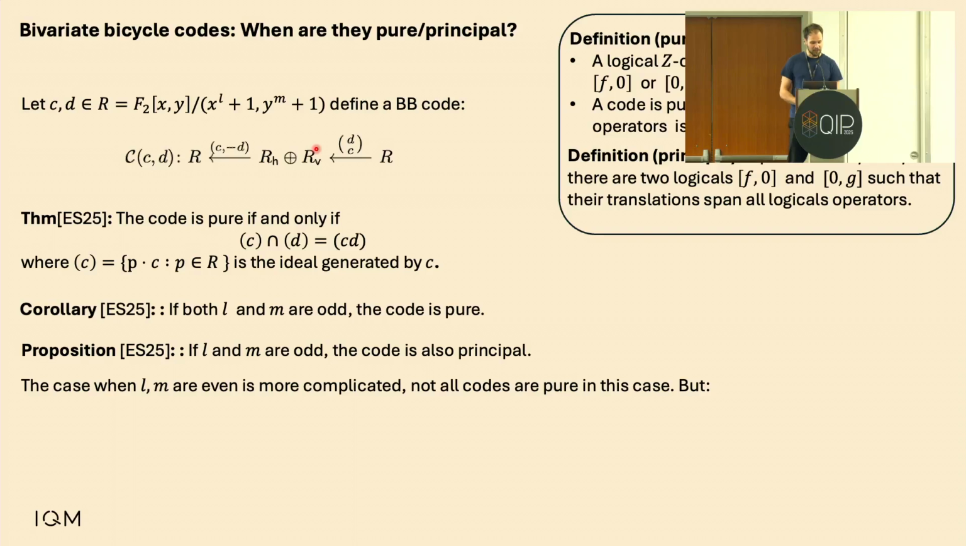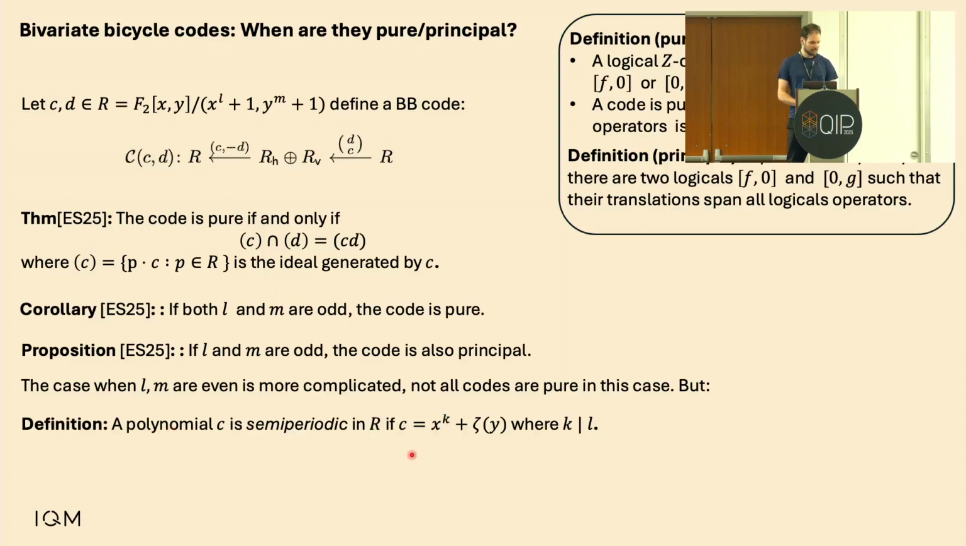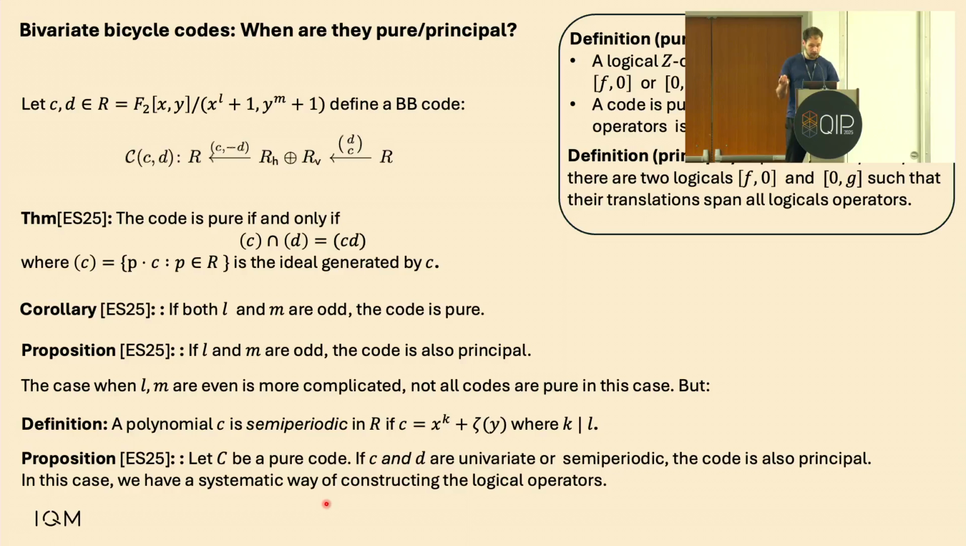And then maybe to also treat a little bit the even case. So in general, the even case is not really understood. But if L and M are even, then we can say a little bit, and the little bit is that we call a polynomial semi-periodic if it's of this particular form, which a lot of the codes in the table I showed you before actually are. And then it turns out when a code is pure and the polynomials are semi-periodic, then the code is also principal. Okay, that's maybe not so impressive, but what is a little bit cooler is that in this case, we have a very clear formula of how to construct the logical operators, which I will show you a little bit later.